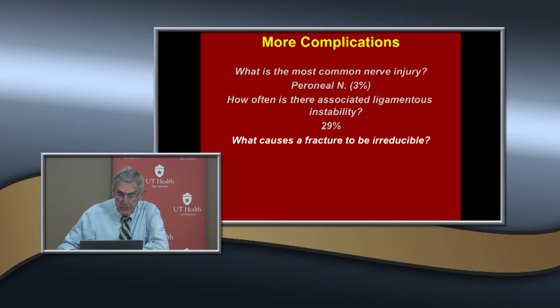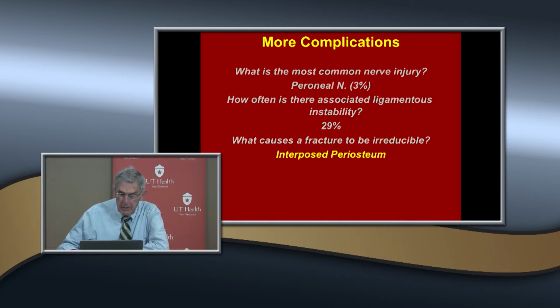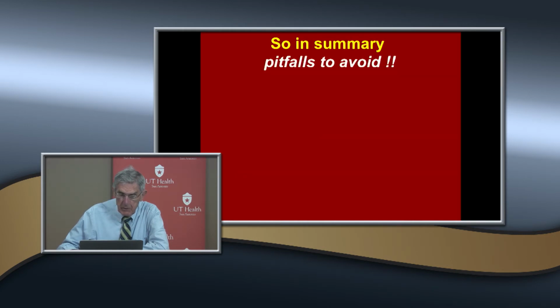And some of these are irreducible. You try to reduce it. What's usually the cause? The periosteum. That's right. There's usually interposed periosteum that occurs then. And that usually occurs in the type 4 and type 3 Salter-Harris fracture patterns. And those often need to be open reduced as well.